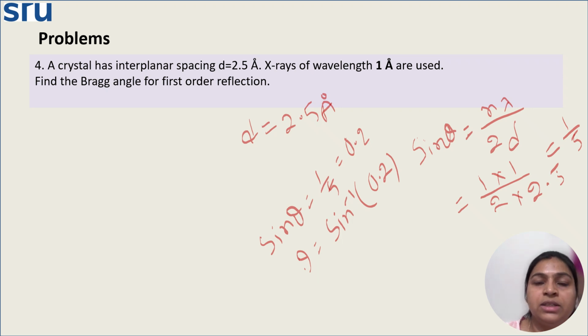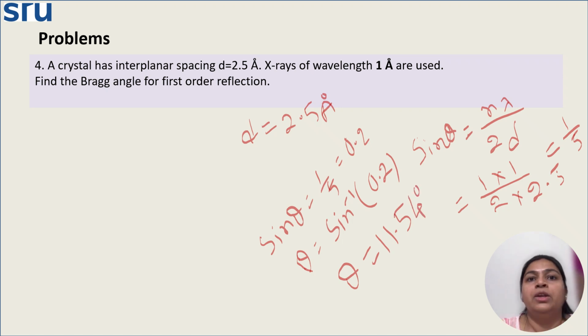So that is nothing but theta is equal to 11.5. Now let us see some conceptual questions: what is the maximum possible order of diffraction in Bragg's law, and how can we predict it? It is very important and interesting to know what the maximum possible order of diffraction will be.